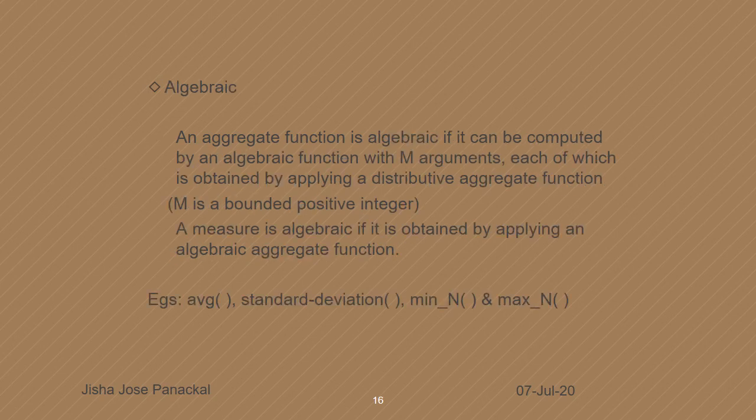Next one is algebraic. An aggregate function is algebraic if it can be computed by an algebraic function with m arguments, each of which is obtained by applying a distributive aggregate function. A measure is algebraic if it is obtained by applying an algebraic aggregate function. For example, average, standard deviation, minimum of n and maximum of n can be considered algebraic functions.